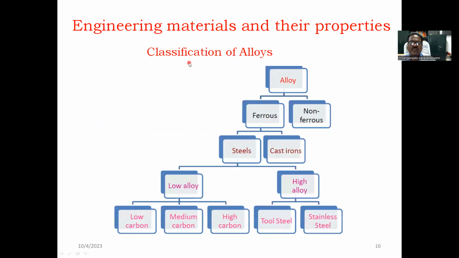So, classification based on engineering alloys. Classification of alloys: ferrous alloys and non-ferrous alloys. Ferrous alloys include steels and cast iron. Steel itself has low alloy steel and high alloy steel. Low alloy steels include low carbon steel, medium carbon steel, and high carbon steel. High alloy steel is further classified as tool steel and stainless steel, etc.